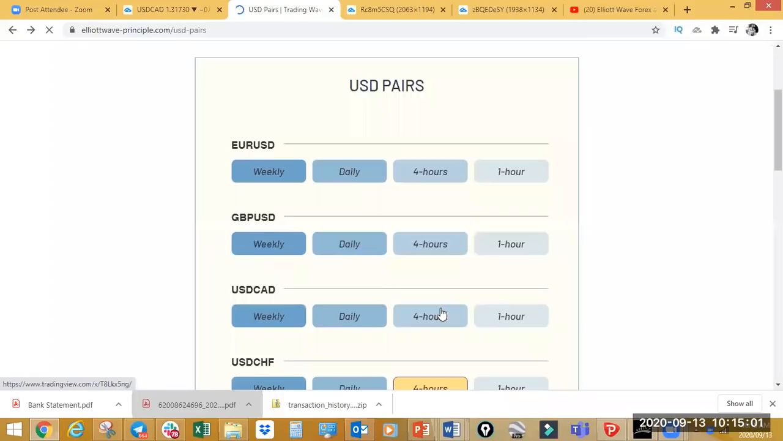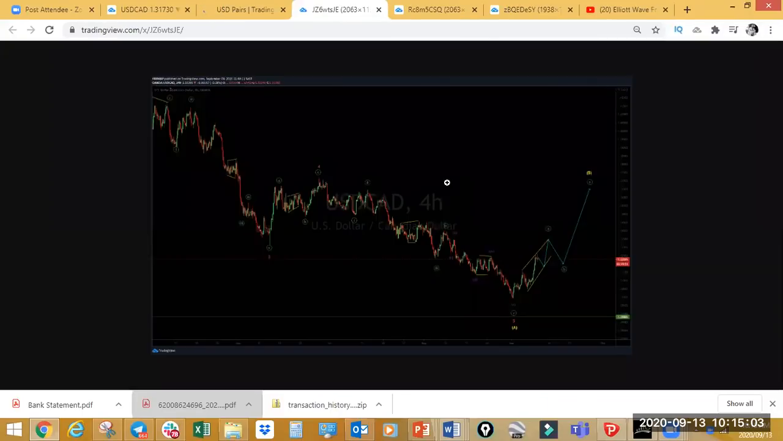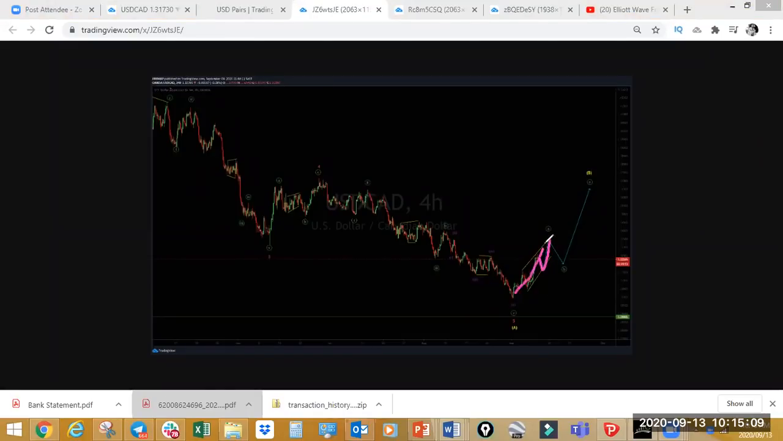Let's look at US dollar CAD. Let's look at US dollar CAD 4-hour. So this is where we are. You can see that we've made this move. We made this move here. So it can be a deeper correction. That is the forecast now.